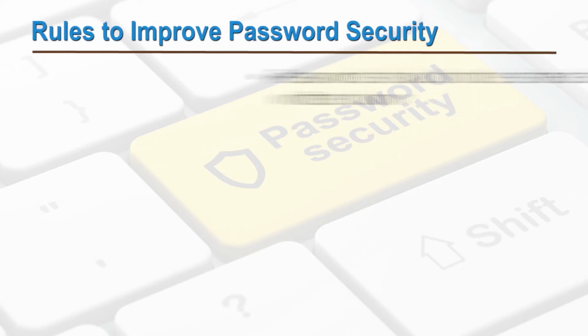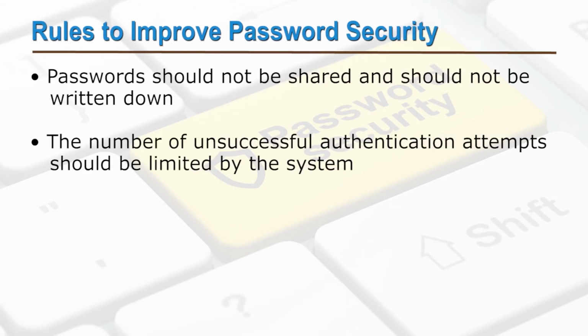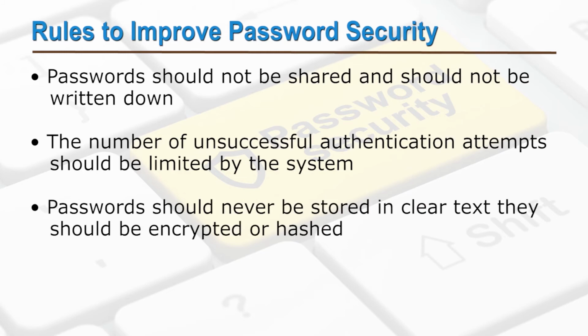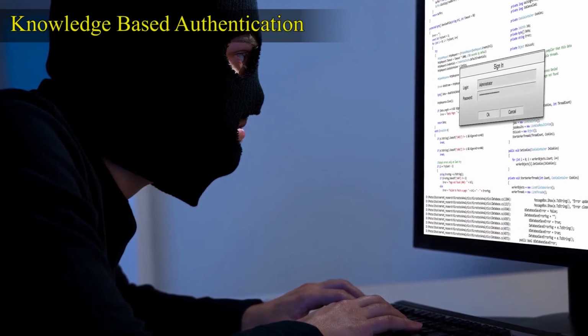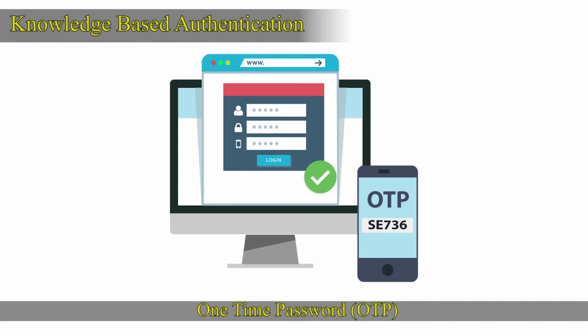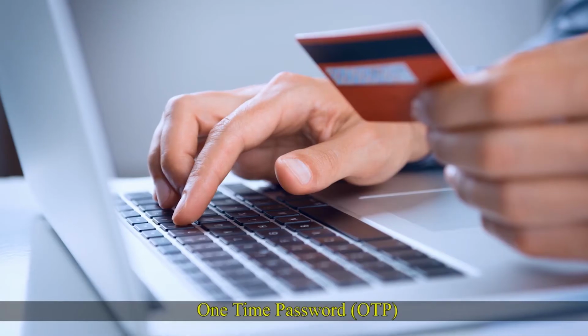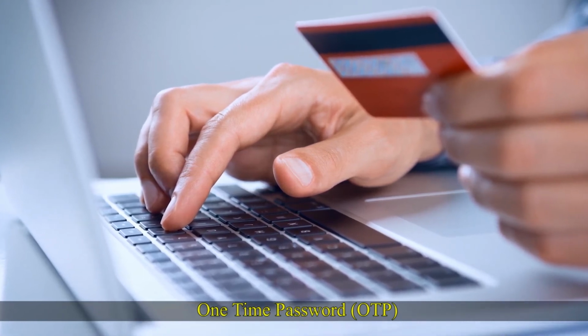Following are the rules. One, passwords should not be shared and should not be written down. Next, the number of unsuccessful authentication attempts should be limited by the system. Third, passwords should never be stored in clear text. They should be encrypted or hashed. To prevent password theft, which is happening quite commonly nowadays, one-time passwords are used for authentication purposes. For example, while using smart cards and online payments, we get these OTPs.